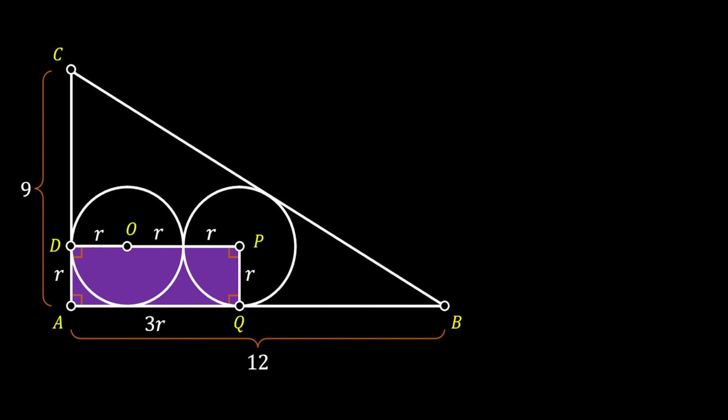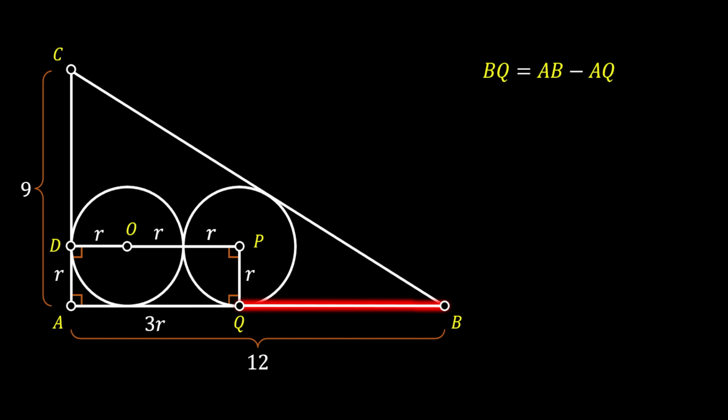Now, from here, we will try to find the line QB. As you can see, this line will be equal to the difference between the base AB and the segment AQ. Now we can substitute our values and we will get that the line BQ is equal to 12 minus 3r.